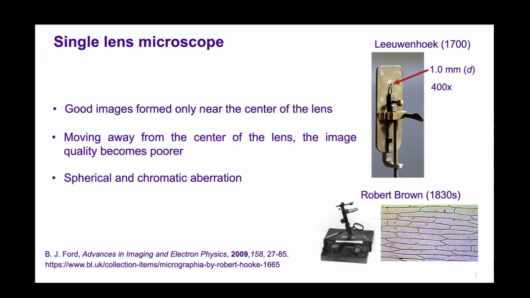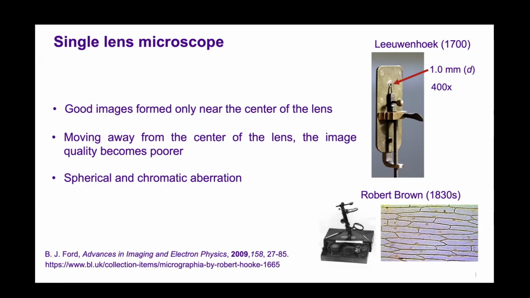But there was a problem, because if you look at the images, good images are found only near the center of the lens. As you move away, you see what's called aberration, and you are not able to focus and get a good image. Then Anton Leeuwenhoek made a single lens microscope, a lens of 1 millimeter, already in the 18th century. You take this lens very close to your eye, and you can magnify an object up to 400 times. That's really a big improvement. However, this is not very convenient because you always have to take it very close to the eye. He was able to draw bacteria and many other small objects.